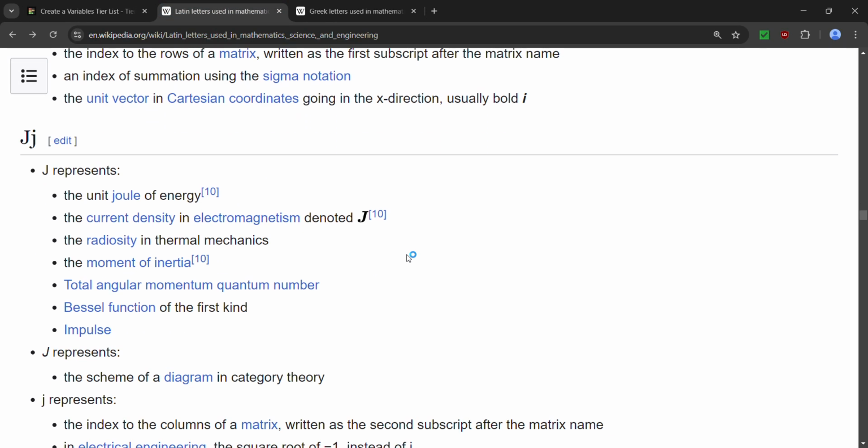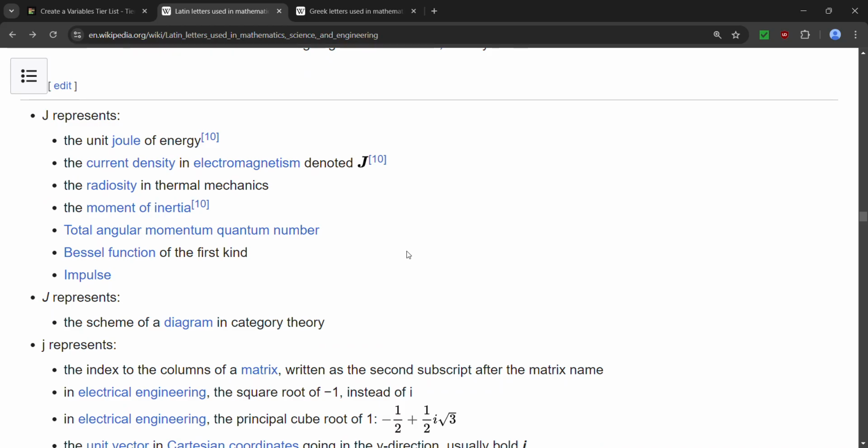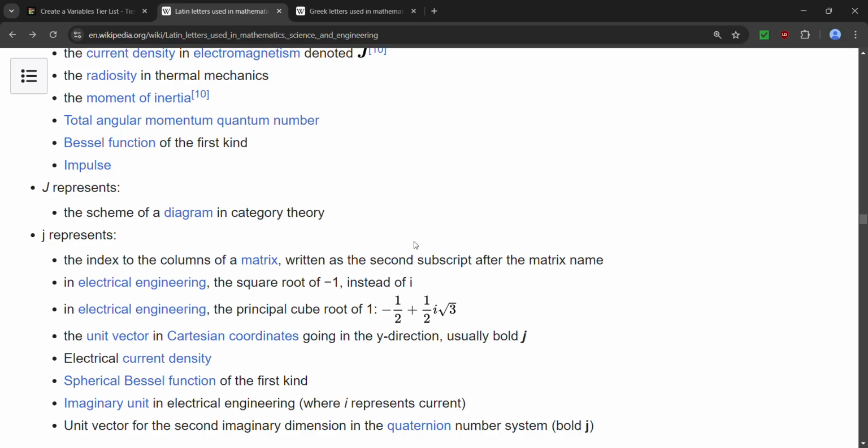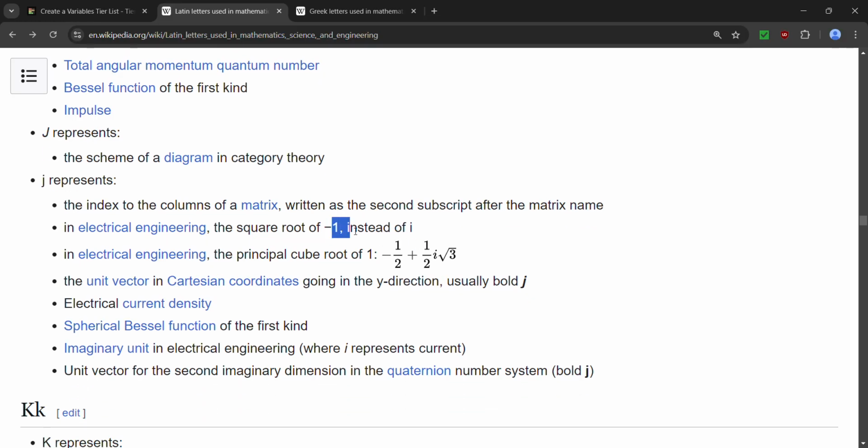Okay, J. Joules. Okay. Current density. Eh. Also the moment of inertia for some reason. I've always used I. Angular momentum. Oh, quantum number. Okay. Because I was like, angular momentum's L. Bessel functions. Impulse. Okay. Sometimes used to represent an imaginary number. Hmm. These aren't bad. It really is not.